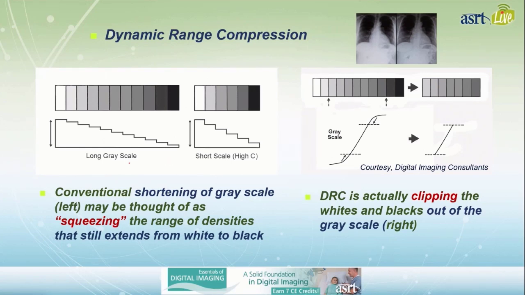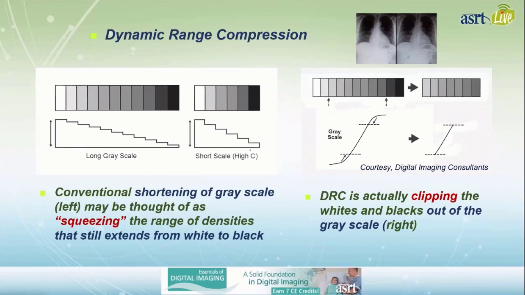So on the left is our old-fashioned step wedge image. We know that conventionally, if we shorten the grayscale, the trick is to remember that that image, if you look at the step wedge images at the top, still begins with blank white, and it still ends with a pitch black. And so what we've kind of done, you can think of it as squeezing the range of densities. So from film imaging, when we squeeze the range of densities such that the extremes are still there, then we get shortened grayscale. Now with dynamic range, which is on the right here, we are rather clipping the whites and blacks out of the dynamic range.